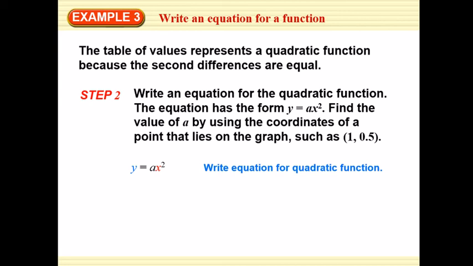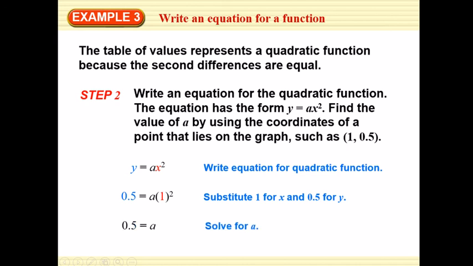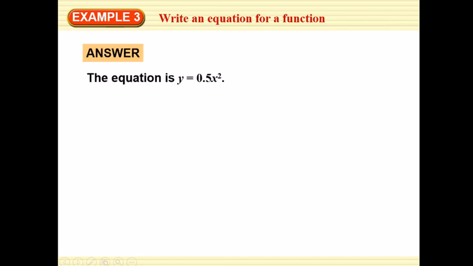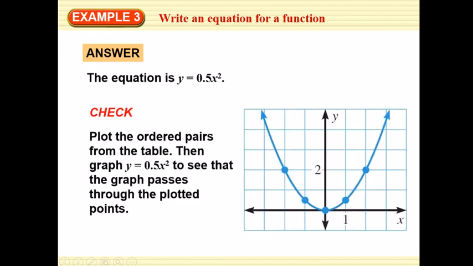So this is what it looks like after one step. And you might be questioning, why did they pick this point? Well, because x equals 1. That's really easy to deal with. So then they can solve for a really easily. So a equals 1/2. So the final answer for the equation is y equals 0.5 x squared.